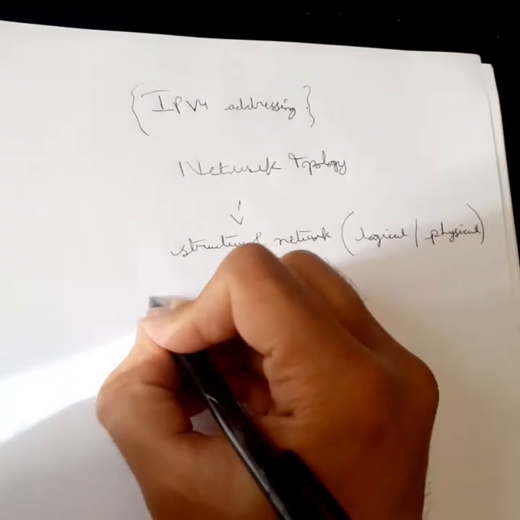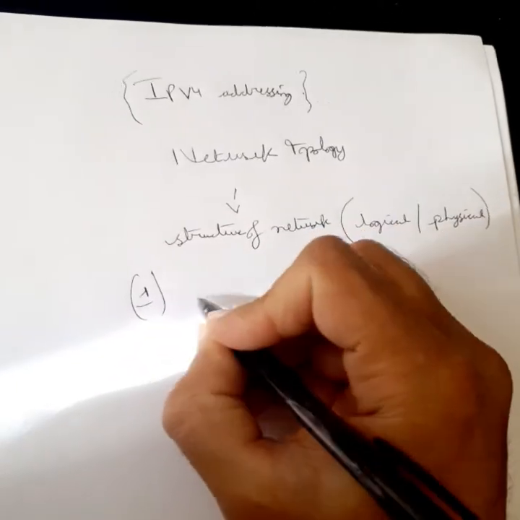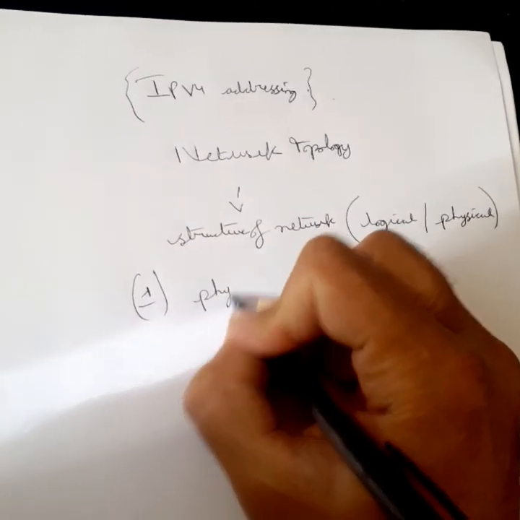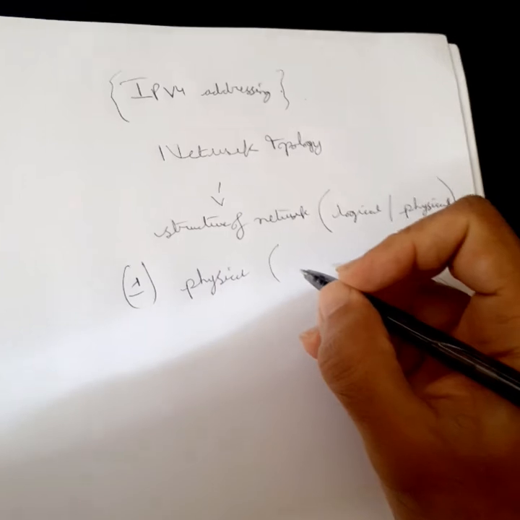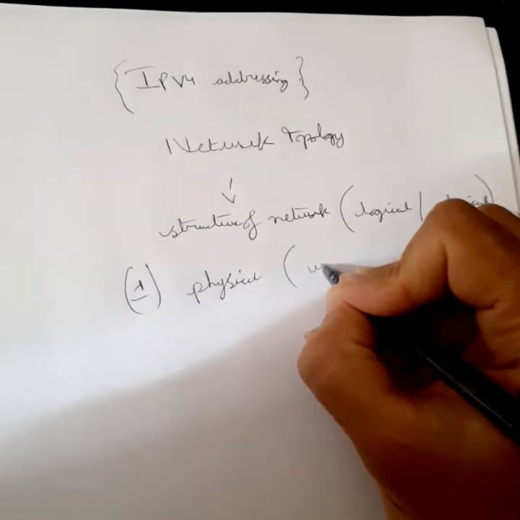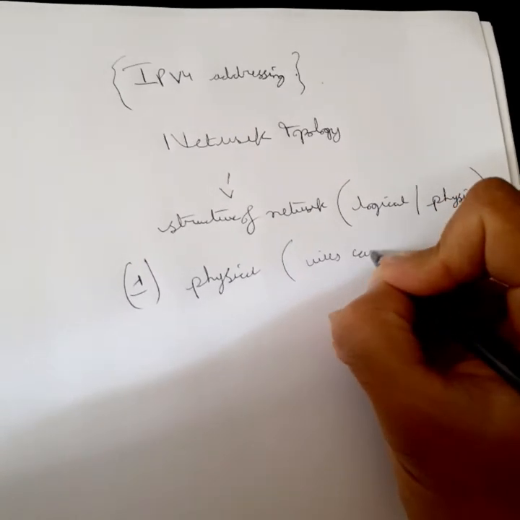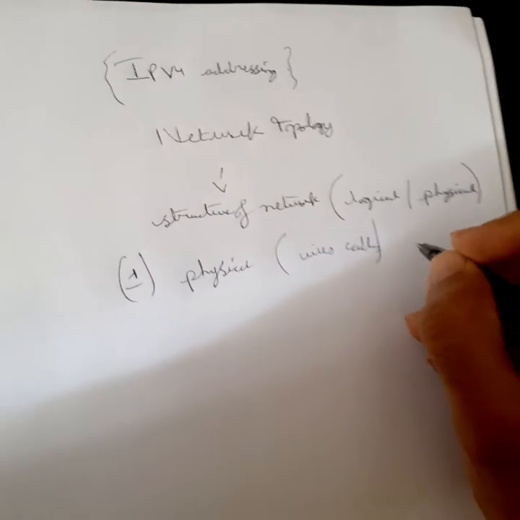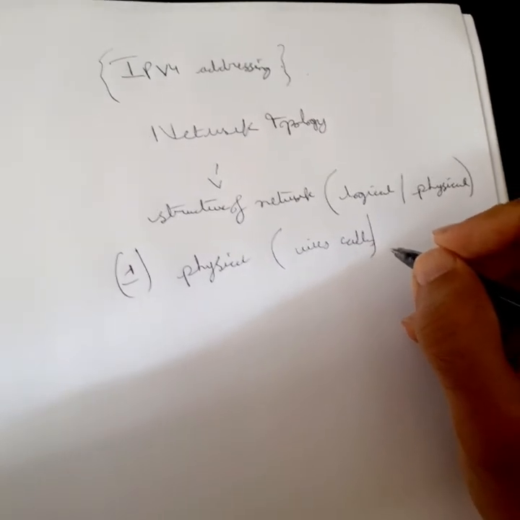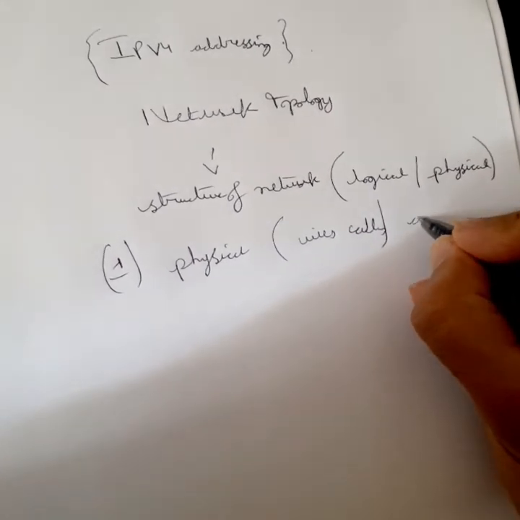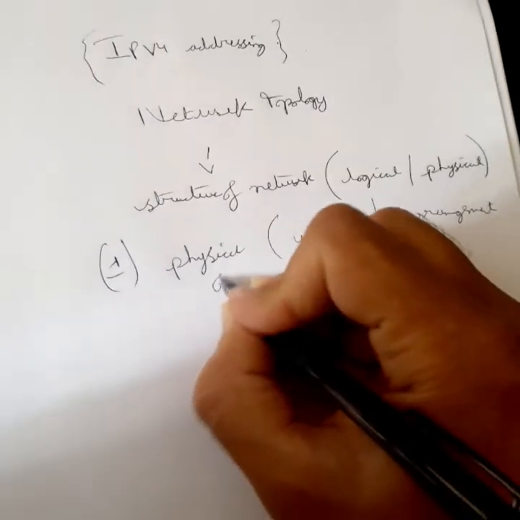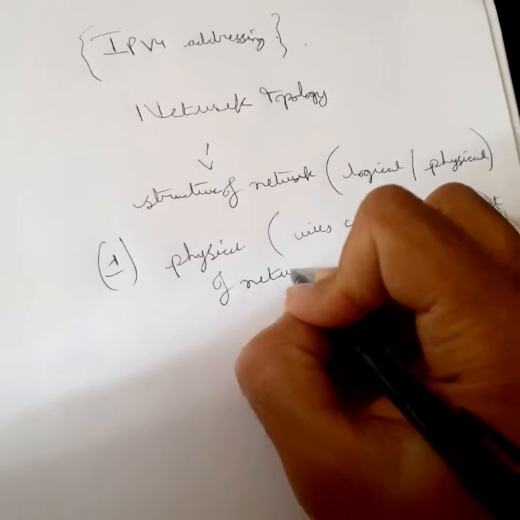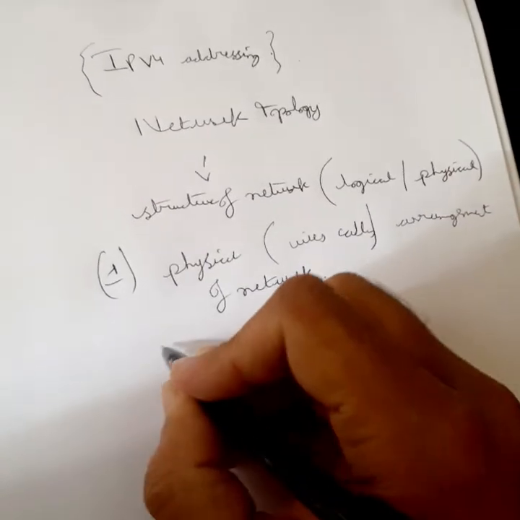Now, when I say physical, it's just a brief overview. Physical can be your wires and cables, and it's the arrangement of the network. So how your network is physically arranged.